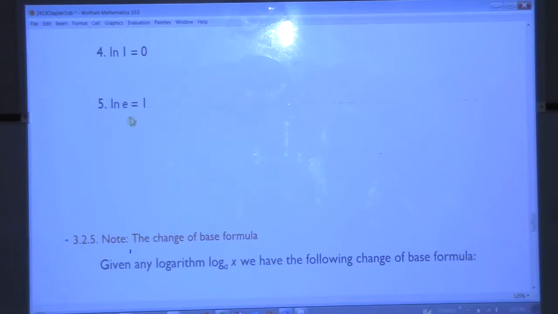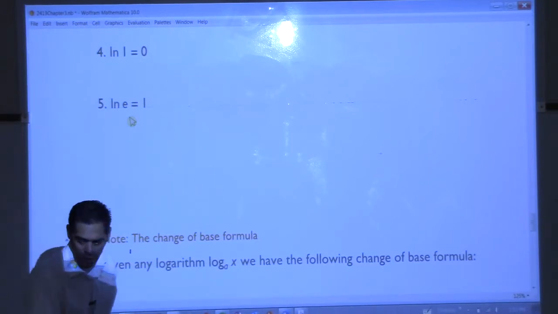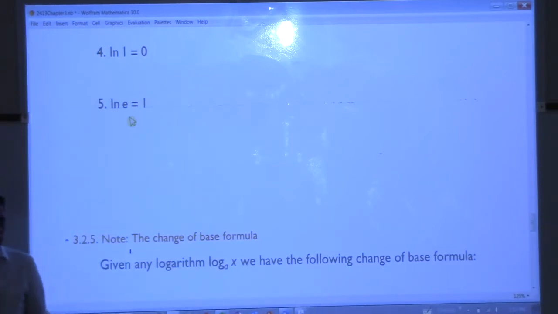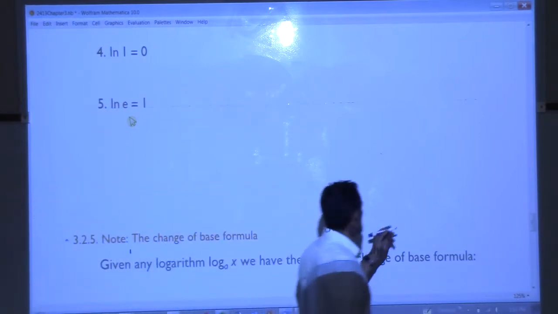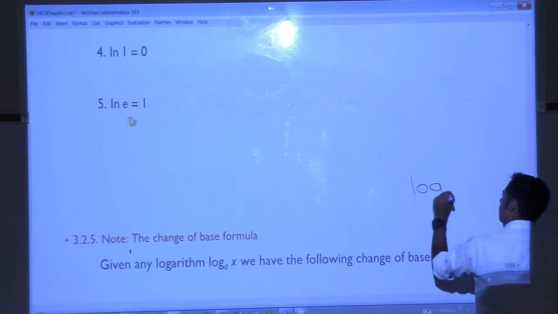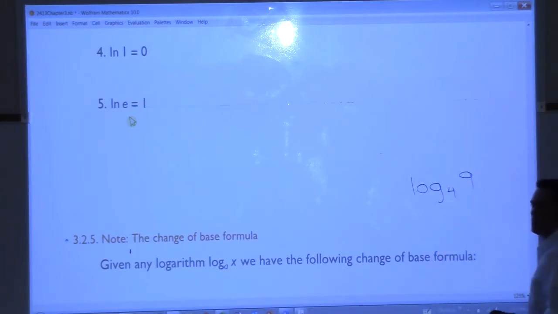Now, on your calculators, most calculators just have a natural log key, right? They just have a natural log key. Like if I were to ask you right now, what's log base 4 of 9? You don't have a key on your calculator that can do that. Your calculators only come usually with the natural log and then the log key.